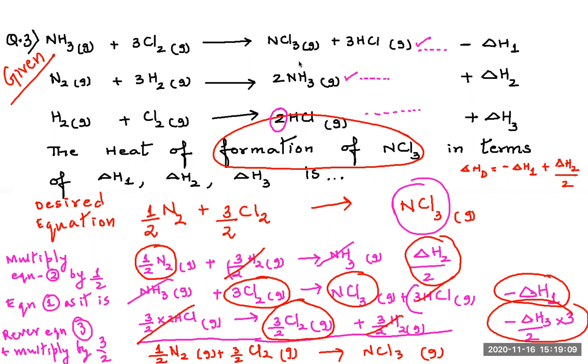Let me remove this from here. Wait a little. I don't want you to be confused. Okay. I am just rewriting it, students, because I don't want even the smallest element of confusion. I want you to be super. So delta H desired is delta H1, I am writing small so that it fits, and delta H2 by 2 and 3 by 2 delta H3. So this is the answer.